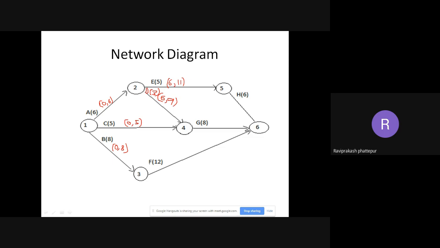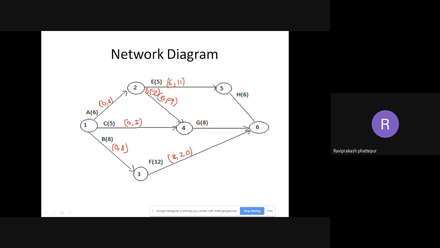Then coming to F. F will start after B. B will end at 8. So F will start at 8. 8 plus 12 will give you 20. Okay, 12 plus 8 is 20.